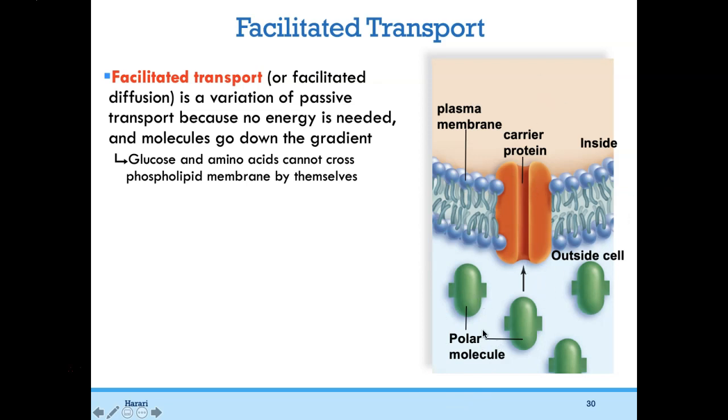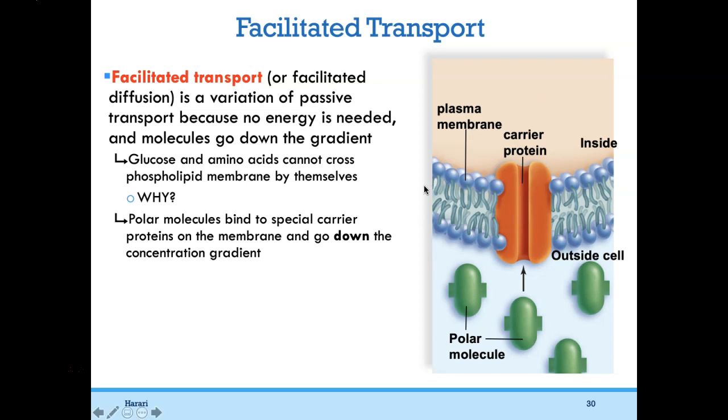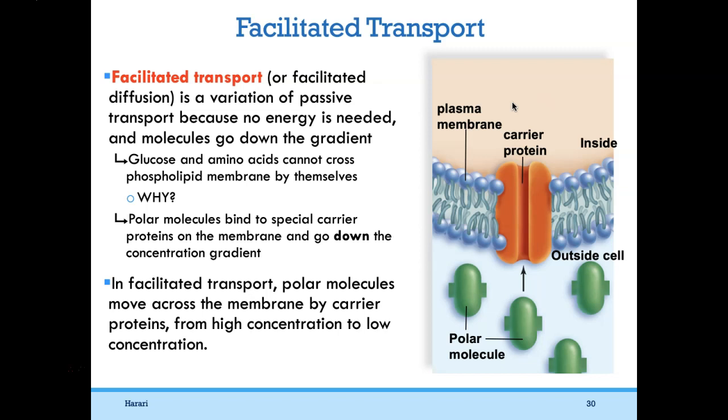So in facilitated transport, we have polar molecules like glucose, sugar, or amino acids that need to cross the membrane, and they do so with the help of carrier proteins. These are special membrane proteins that allow the polar molecules to go down the concentration gradient. Right, so in facilitated transport, polar molecules move across the membrane by carrier proteins from high concentration to low concentration. Sometimes this is called facilitated diffusion because it's the same thing as diffusion, except it's facilitated by a membrane protein.